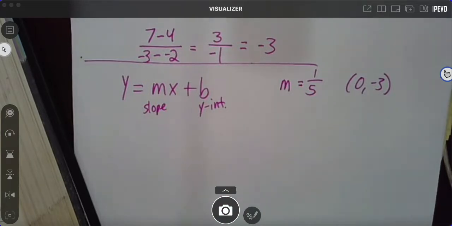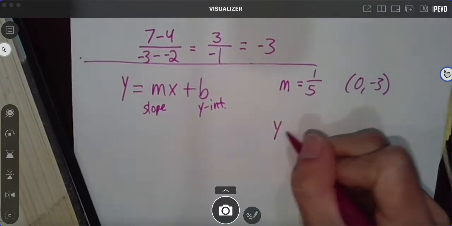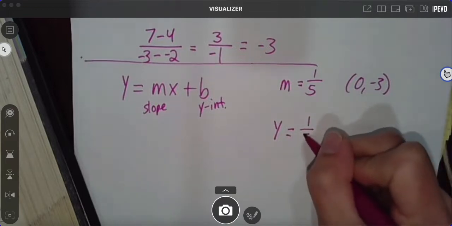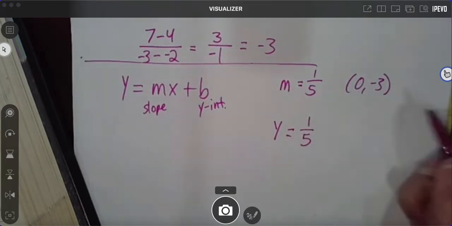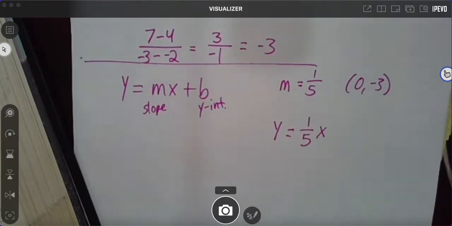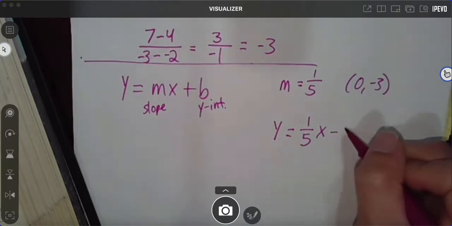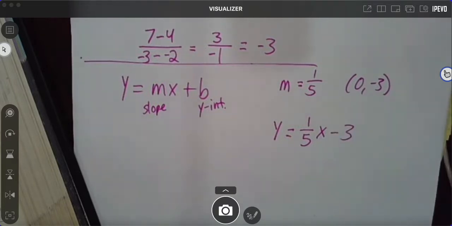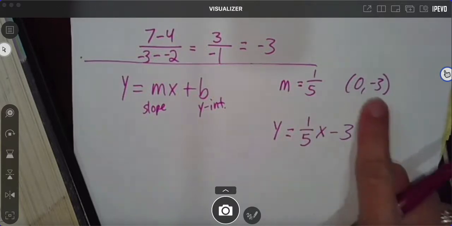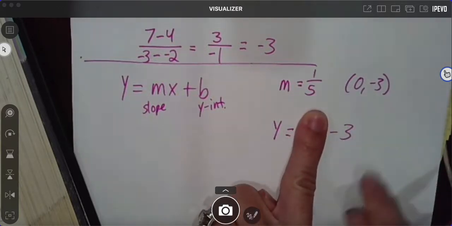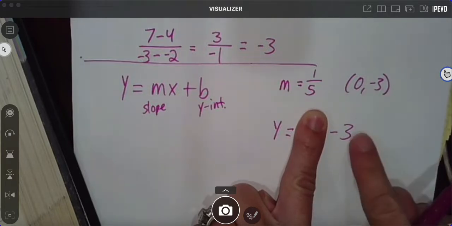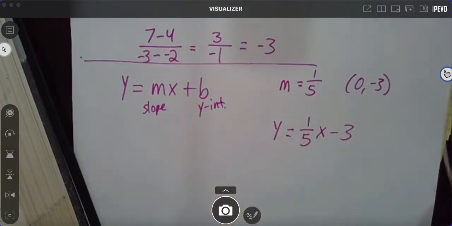Anybody? Y equals, read it to me. What would it say? 1/5. Y equals 1/5 x. And what's my y-intercept? -3. That's it. What would you do with the 0? The x was 0. That's just saying if the x is 0, the y-intercept is -3. You're not plugging in the point.